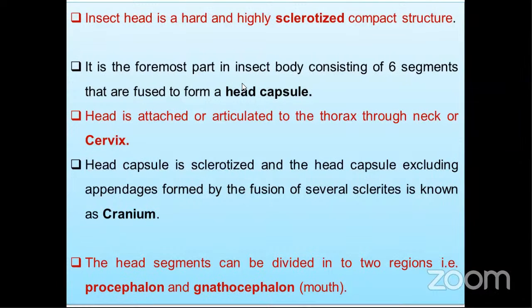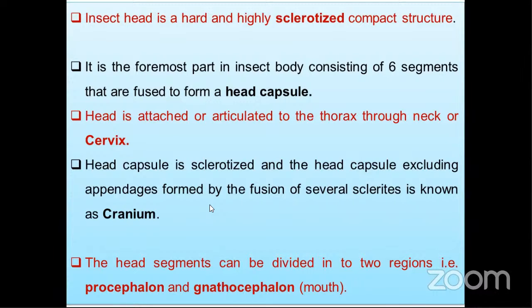The head capsule is highly sclerotized, and sclerotized means hard-like structures, hard plates. The head capsule excludes the appendages. Excluding the appendages means mouth parts are also appendages, and antenna are also appendages. Appendages mean external structures, which are visible to our eyes. If we remove those appendages from the highly sclerotized head capsule, then we call it the cranium.